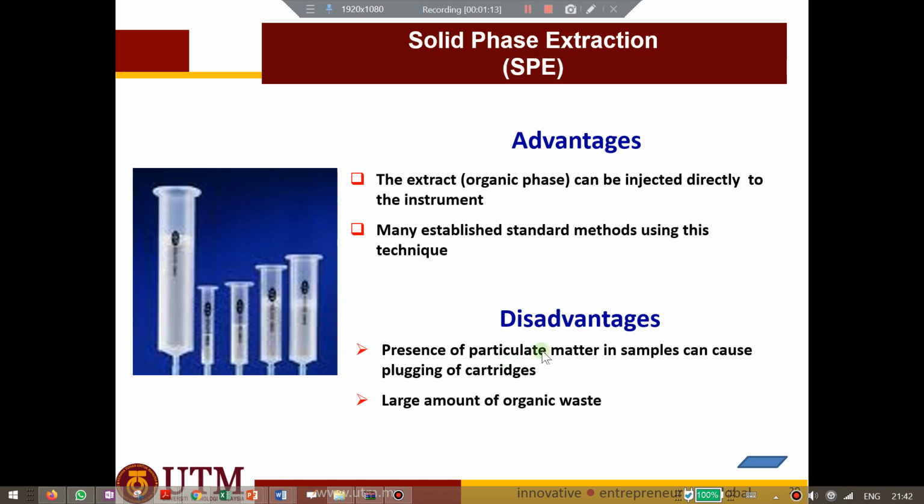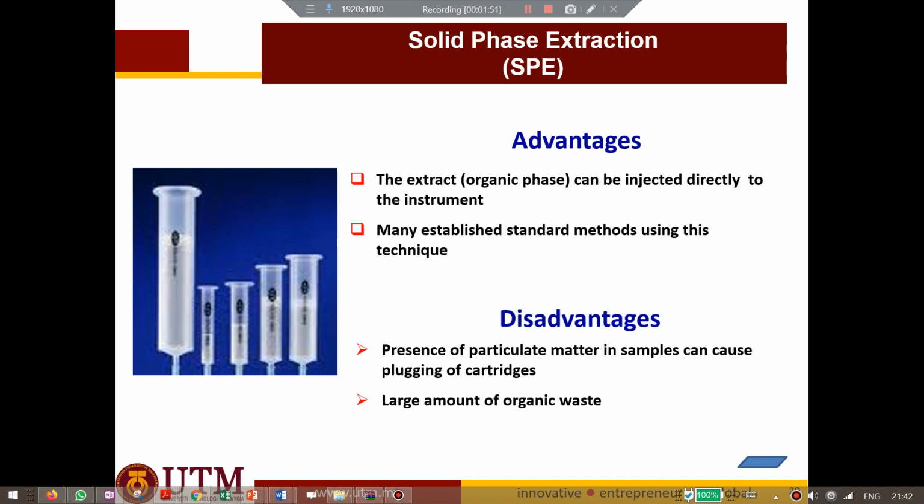So what you need to do to overcome this problem is a pre-filtration process using filter paper. Another disadvantage: large amount of organic waste. If we compare to the conventional, of course it's very good. But if you compare to the more modern techniques such as SPME, solid phase micro extraction, or the microchip extraction technique, SPE actually uses quite a number of organic waste. Let's say if we use the Soxhlet extraction, maybe you need 250 mL.